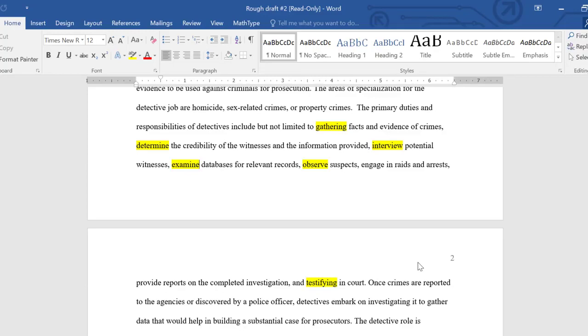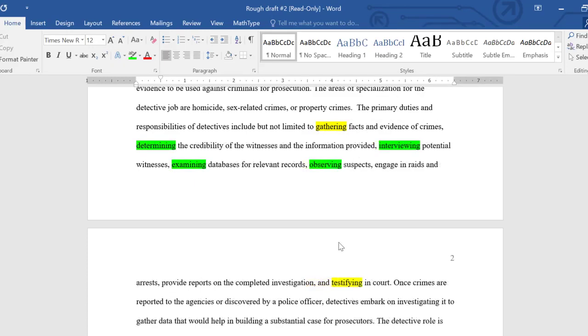The way that you want to create a parallel structure in a list is simply to have all the verbs in the same tense. So if you're doing an ing verb like gathering, you're going to make everything with the ing. So we'll change it to determining, interviewing, examining, observing. Now all the verbs are parallel.